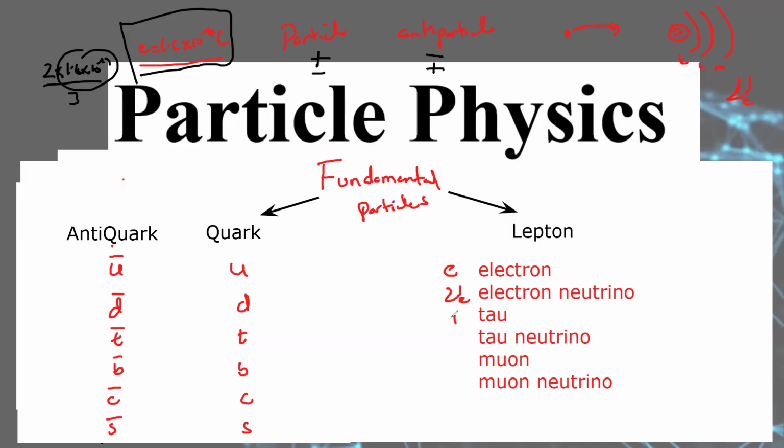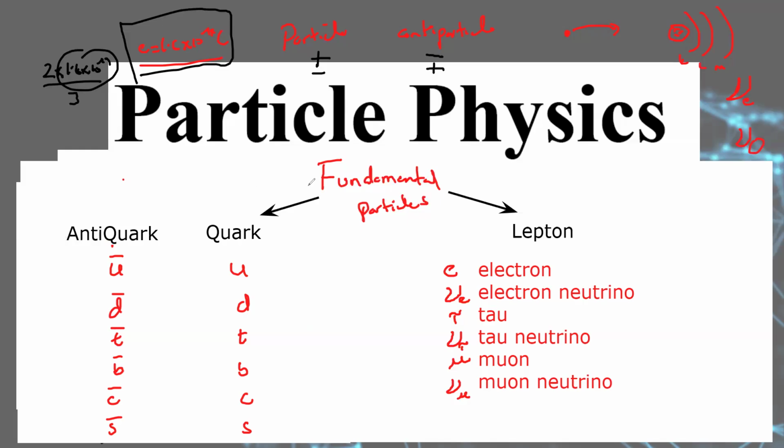Tau, this is a tau, and tau neutrino. The neutrino symbol is like this, but it is a tau neutrino, so subscript tau will be there. Mu, this is the symbol mu. And what is the symbol for the muon neutrino? This symbol is for neutrino, and the subscript we change according to the particle.